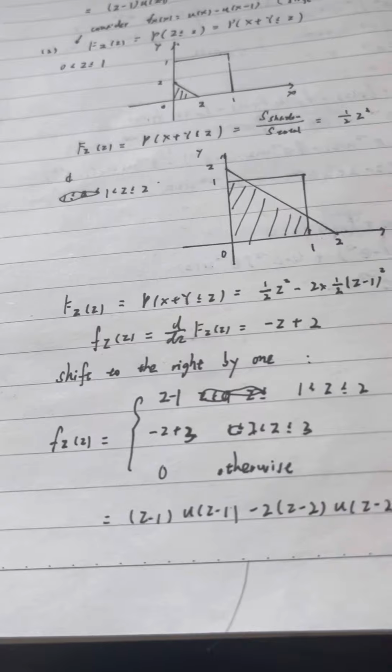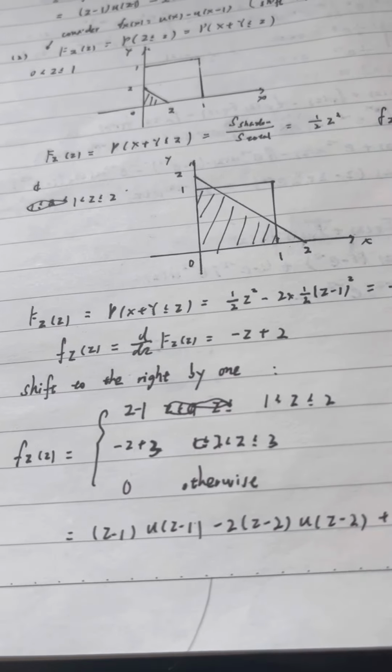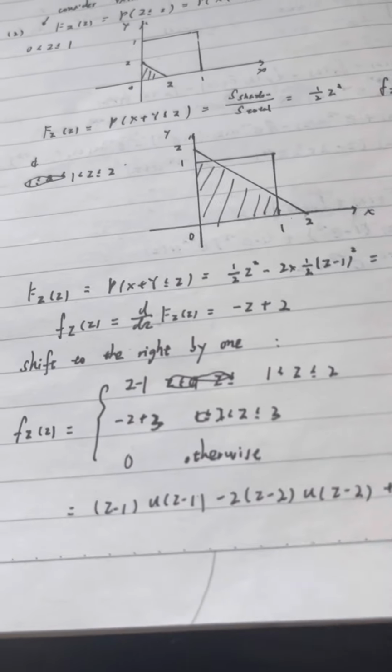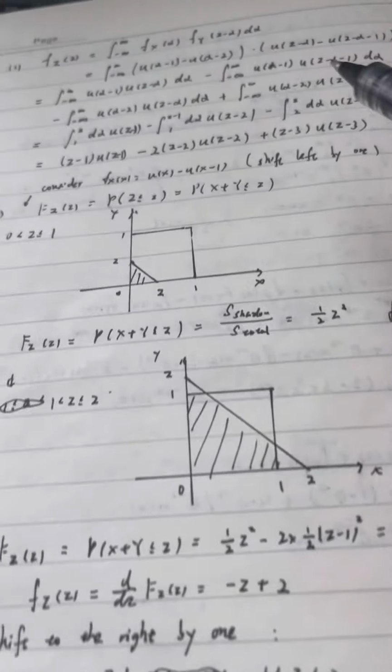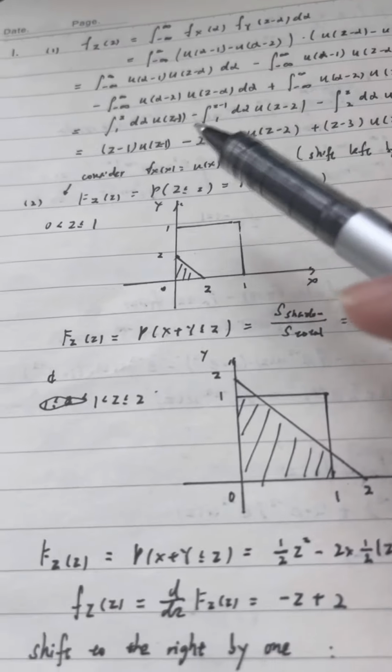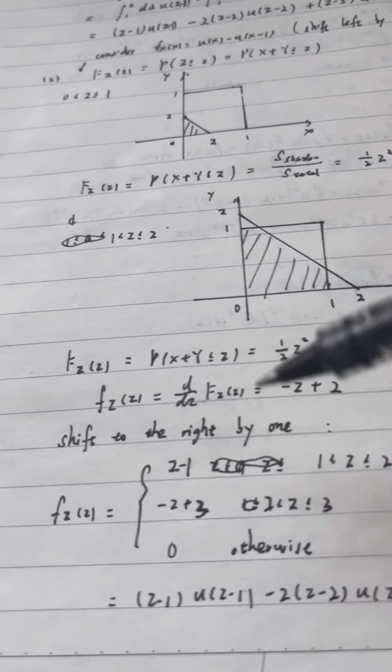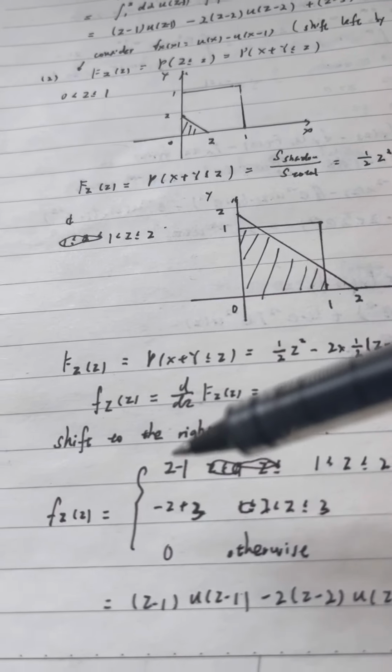So we can easily verify that it equals the result of the first method. So we know it's the right answer for the density function of Z.